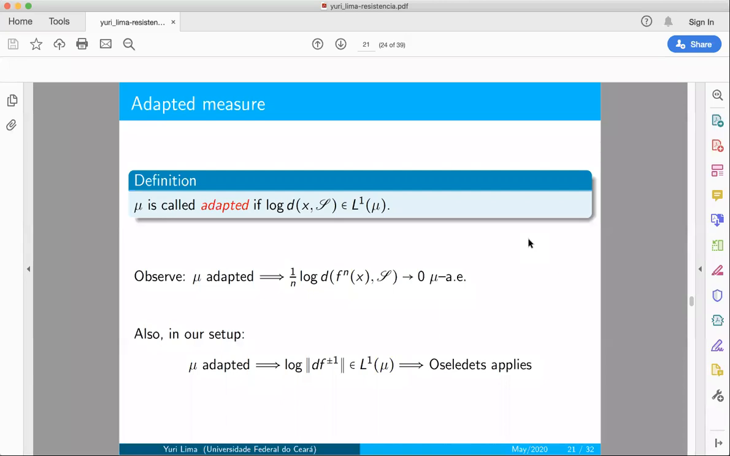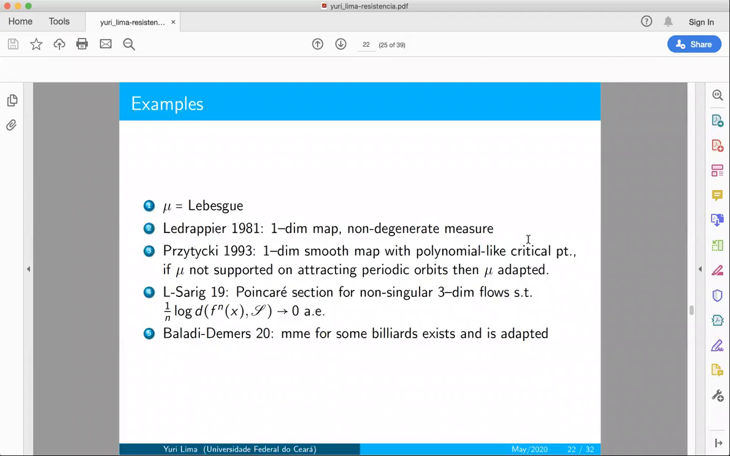And as I told you in the beginning, this definition is not new. It appeared in works before. So I'm going to give you some examples where this property holds. For instance, if the Lebesgue measure is invariant, so if you have mu as the Lebesgue measure, then this perhaps goes back to Sinai, which shows that whenever you know what is the size of neighborhoods of the singular set, then you can prove that the measure is adapted.